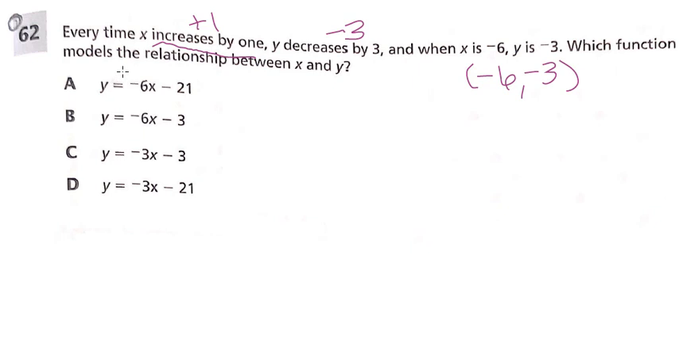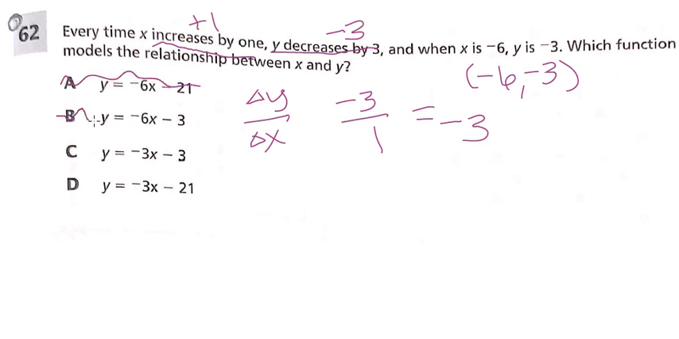And it says which function models the relationship between x and y. So I look here, I need a slope, and I need a y-intercept. So we should know by now that slope is change in y over change in x. The change in y here is as y decreases by 3, so the change in y is negative 3. The change in x is as x increases by 1, so that's 1. Well, negative 3 divided by 1 is negative 3. So I already know it's not this and it's not this because negative 3 is my slope and it is attached to the variable.